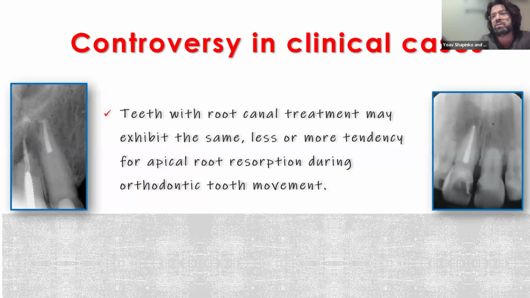Okay, first of all, please see this case on the right side. You see that the vital tooth had much more prominent resorption of roots, and the tooth with root canal treatment almost doesn't have signs of resorption. But on the left side, you see the tooth with root canal treatment and huge apical resorption, and you see gutta-percha outside because of this. Why can we have these two types of phenomenon in our clinical practice?